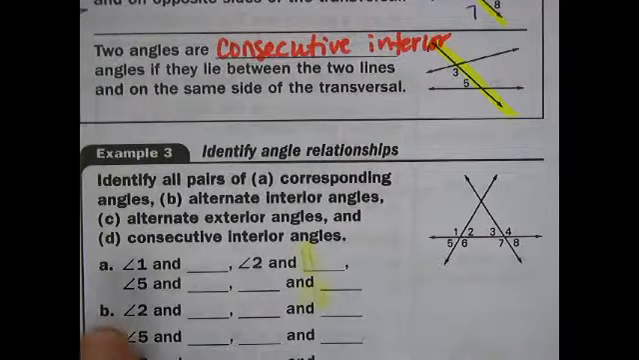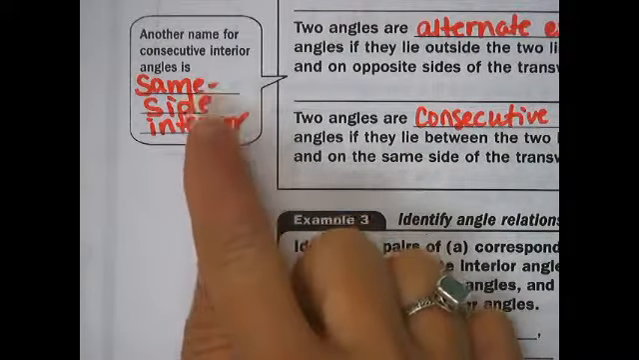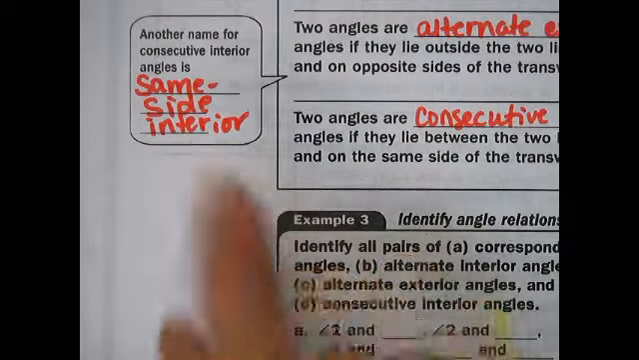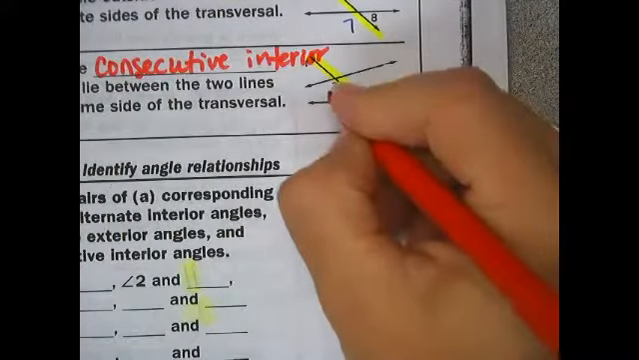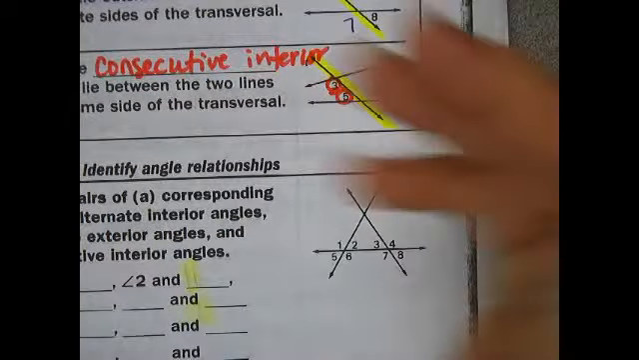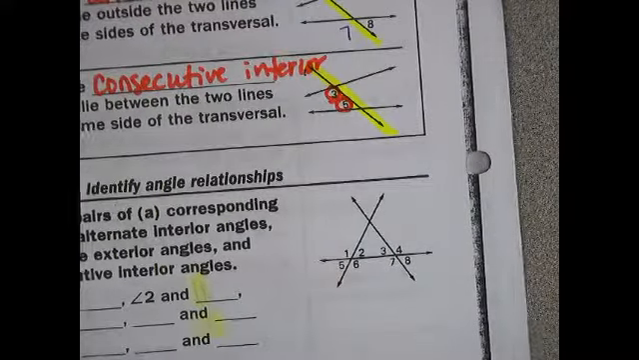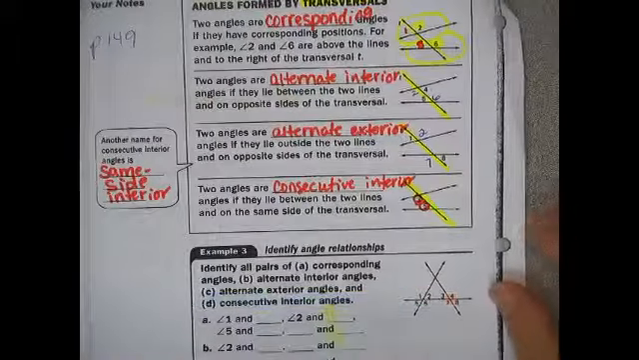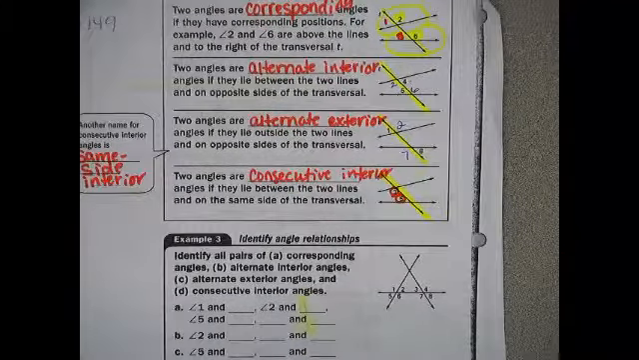The next one, consecutive interior. Two angles are called consecutive interior if they're on the same side of the transversal and they're on the interior. Now there's another very common name for this, and we sometimes call consecutive interior same side interior. A lot of kids will abbreviate that SSI, same side interior. I like that shortcut because same side helps us remember that they're both on the same side of the transversal versus consecutive.